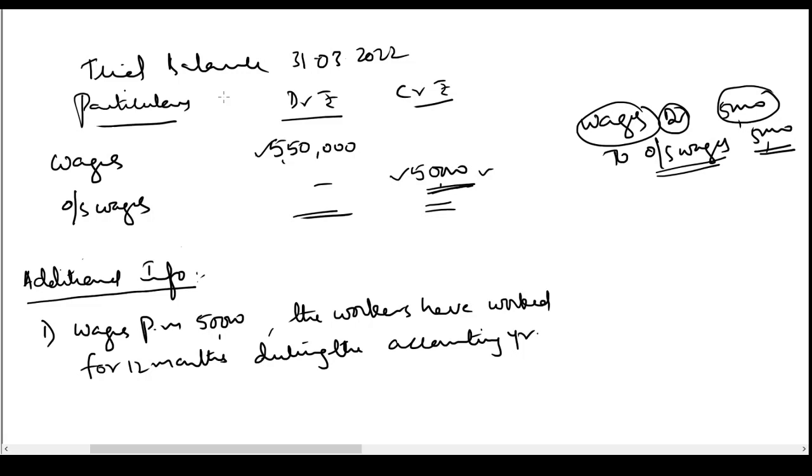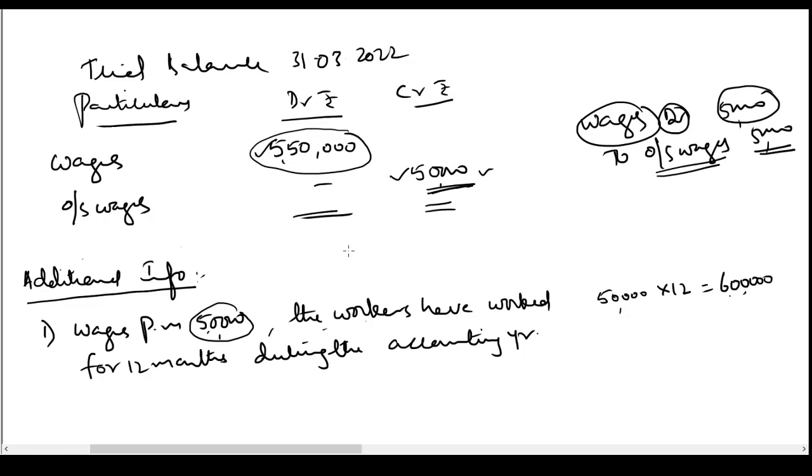Now, if you see the additional information given to you, what it is saying is wages per month is 50,000. That means the business has to incur on wages 50,000 rupees per month. The workers have worked for 12 months during the accounting year. So according to this additional information, 50,000 rupees is the wages per month. If the workers have worked for 12 months, the total expense for the business is 6 lakhs rupees. But if you observe the trial balance, you are given only 5,50,000 rupees as wages. So what happened to the remaining?